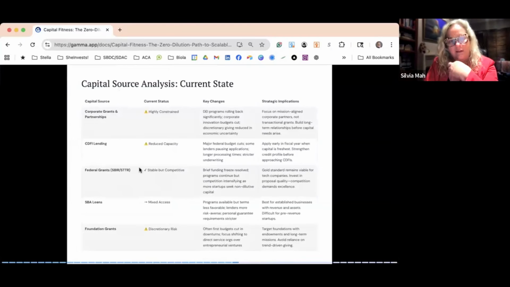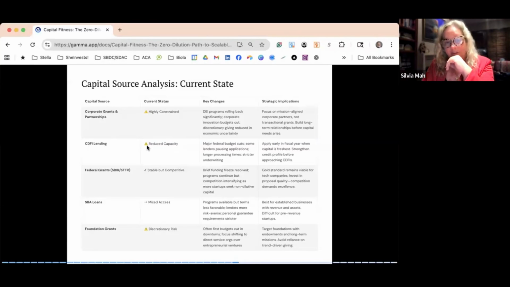I laid this all out with the current status, some key changes, and then some implications. Capital sources like corporate grants and partnerships are highly constrained right now. The DEI programs are rolling back significantly, so corporate innovation budgets are cut, but the focus is still on mission-aligned corporate partners, not transactional grants. I've seen that same thing even for a not-for-profit: we really need to be more aligned, working together, so that it's not transactional. How you get there is warm introductions and making sure you connect with them.